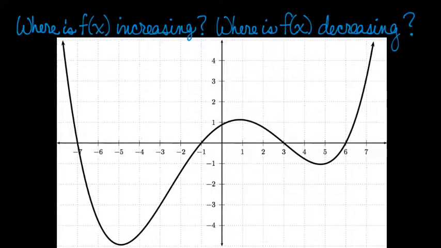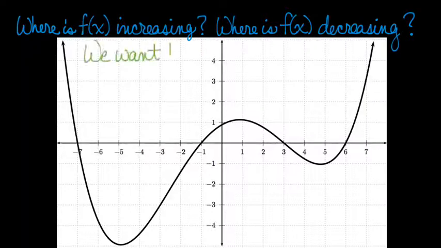Suppose that I'm handed a graph and I need to be able to determine where f of x is increasing and where f of x is decreasing. The word where means for which x is. My answer will be a list of intervals of x values.